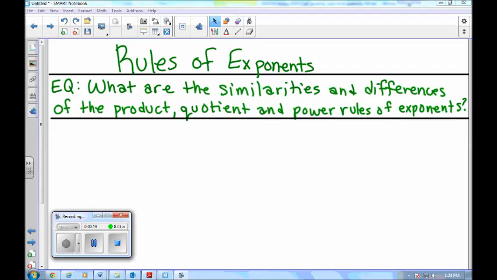So it's important you actually take them. It's also important that you don't lose them, because that would be unfortunate if you lost them and had to do them again. Okay, rules of exponents.